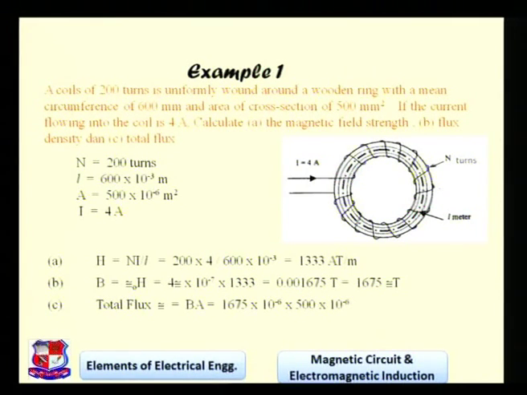Finally, we have to find the total flux. The total flux phi is equal to B into A. We know that the value of B is 1675 into 10 raised to minus 6 and the area is given as 500 into 10 raised to minus 6. So we get 0.8375 as the total flux.